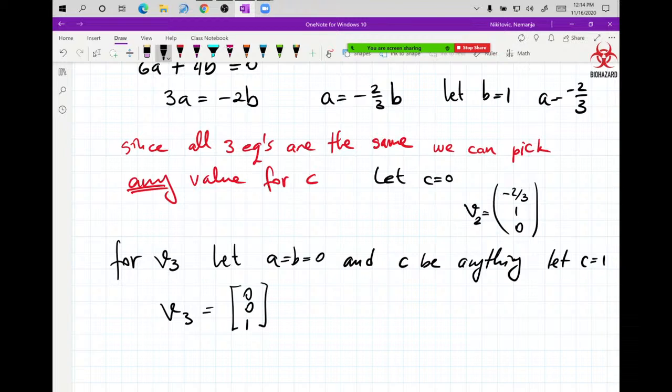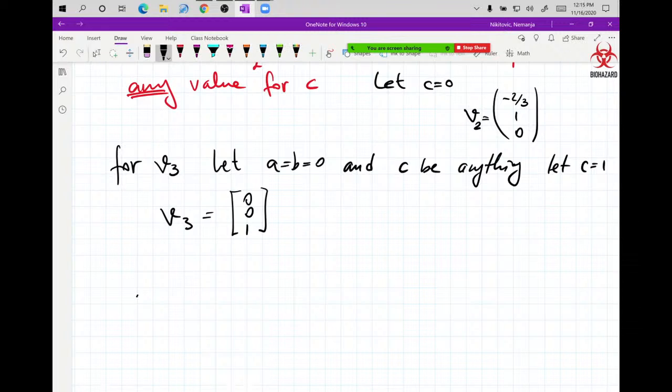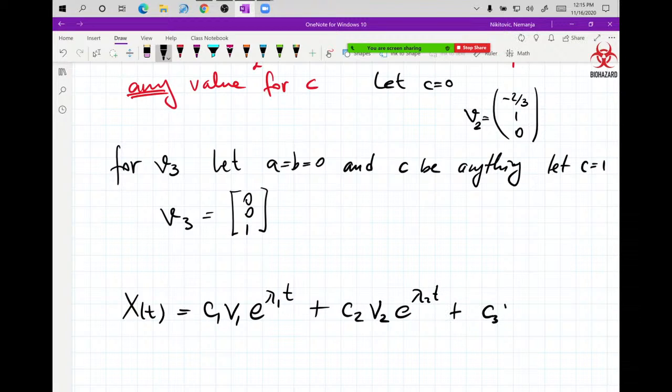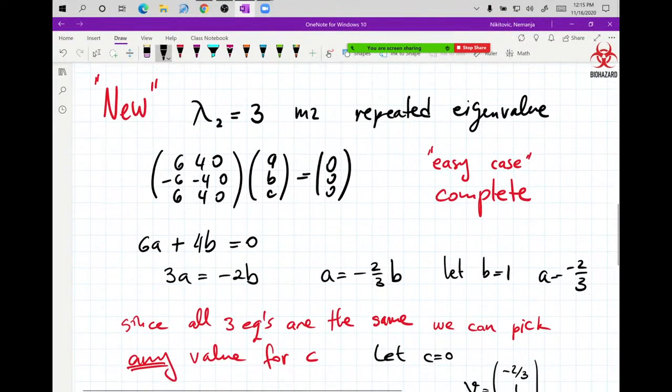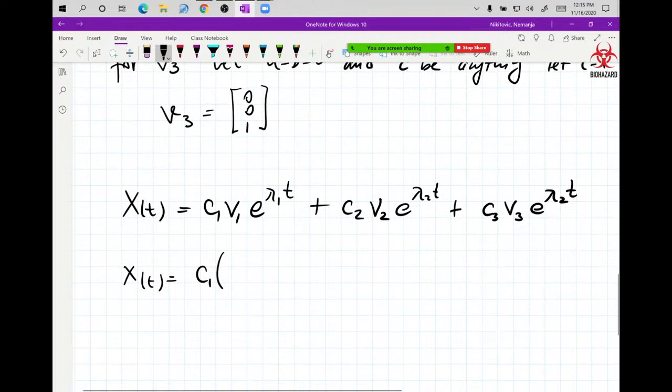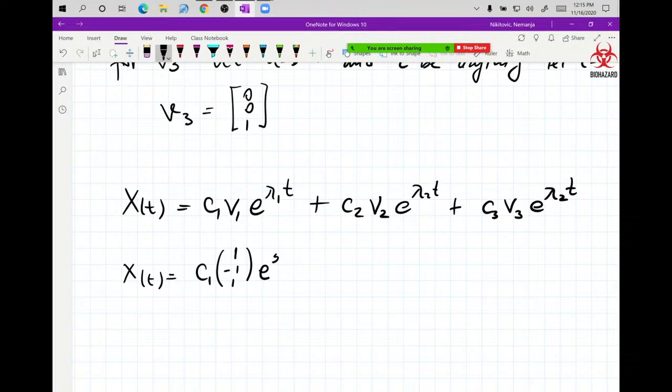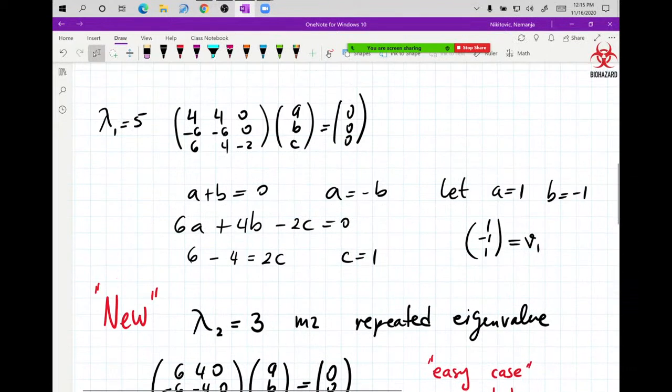And there you have it, right? You have your three vectors with your solutions. So you can write your solution now, x of t, as c1 v1 e to the lambda 1 t plus c2 v2 e to the lambda 2 t plus c3 v3 e to the lambda 2 t. Remember that the lambdas are the same. And all you need to do now is just to plug all of these things in. So C1 and V1 was what? Where's my V1? There you go. 1, negative 1, 1, e to the 5t. First lambda was 5, right? Yeah, and the second one is 3. Okay, cool.